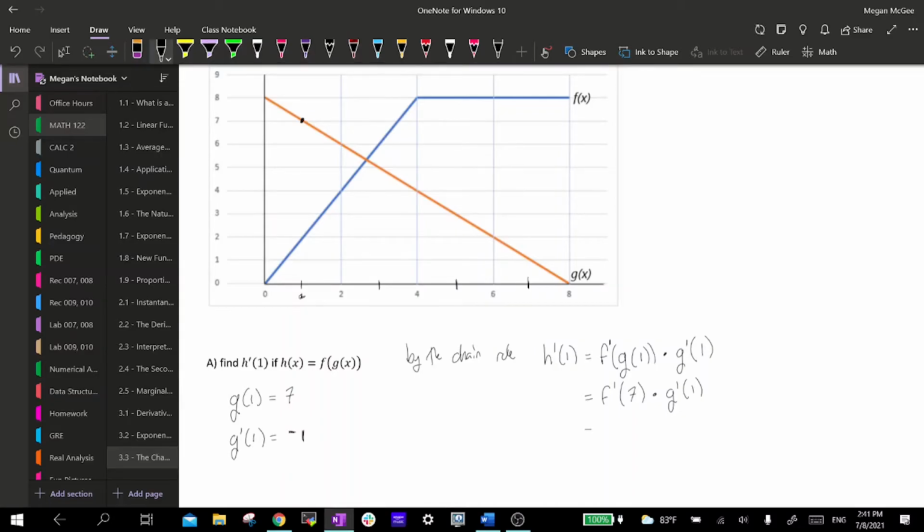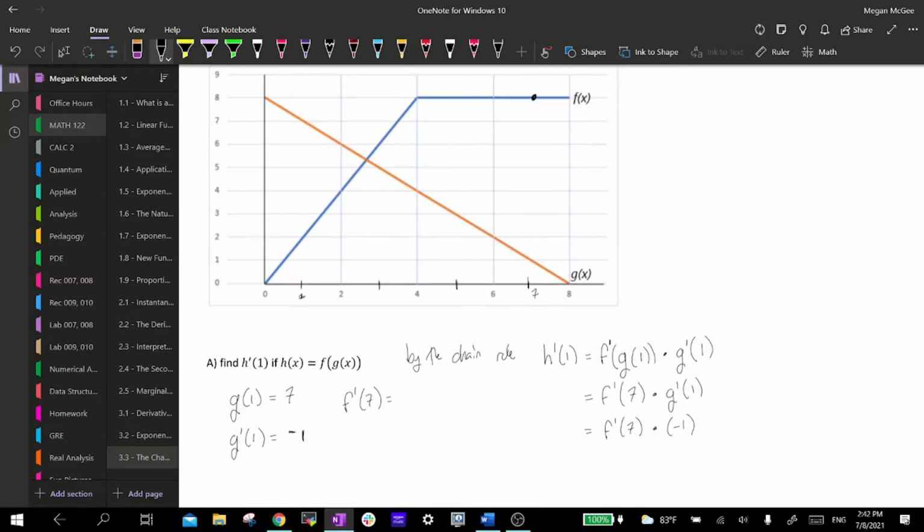Alright, so now we have f prime of 7 times negative 1, and we need to find f prime of 7. Well, that's our slope where x is equal to 7 for our function f of x.